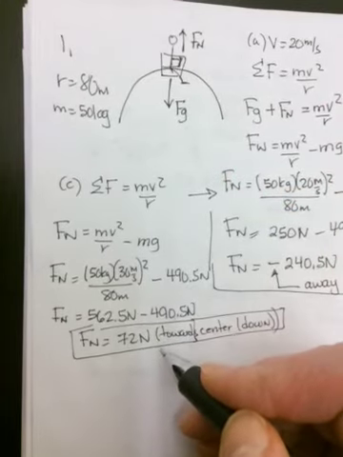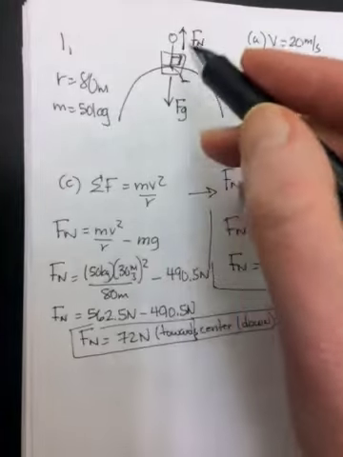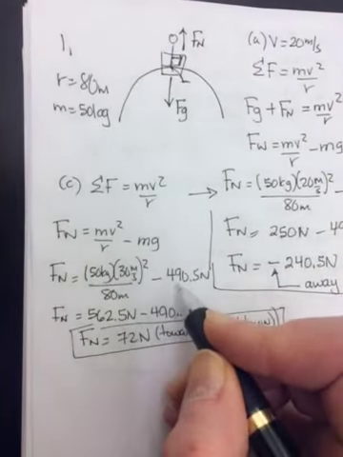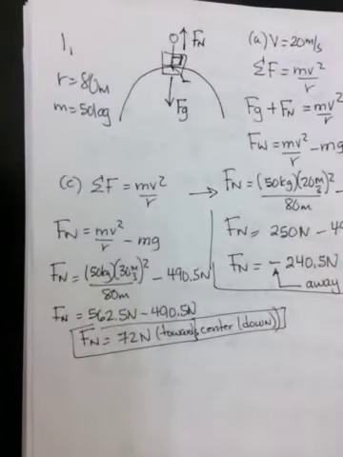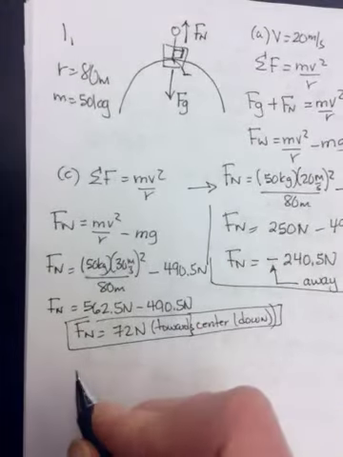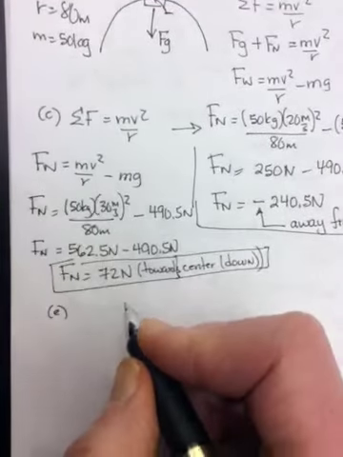So what's holding you in? It's the seat belt or the bar that's holding you in. Right? It's pushing you down with a force of 72 newtons to add to your weight to keep you in the circle. Okay, and then the last question on number 1 says, at what speed will the passenger be weightless?